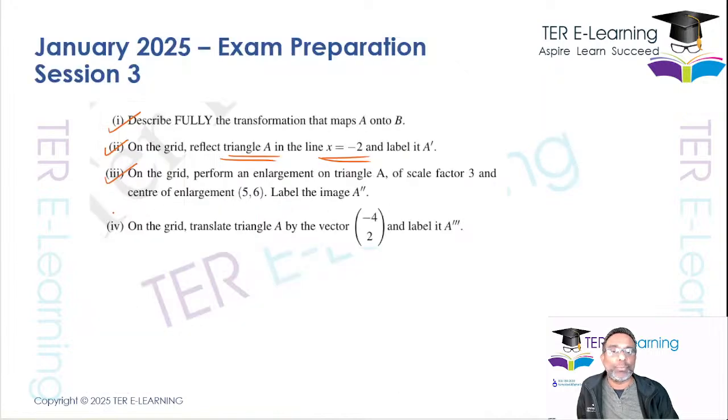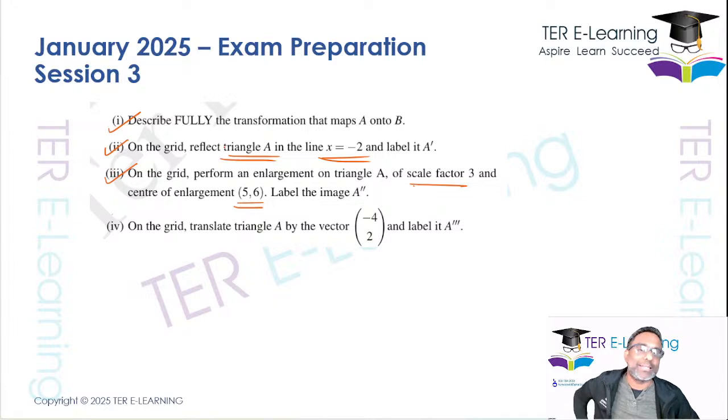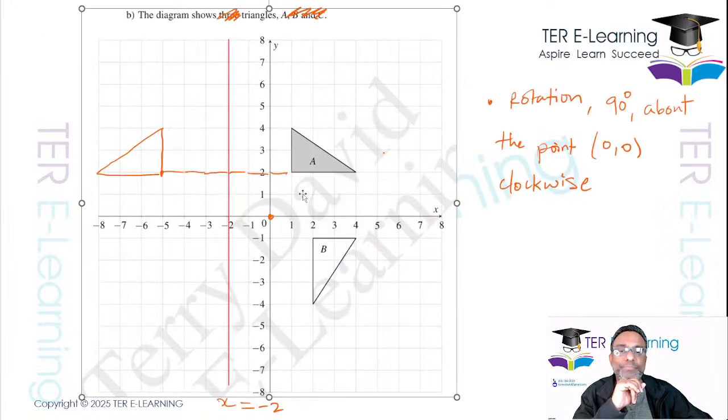The next part, we want to do an enlargement now. The scale factor is 3, and the center of enlargement is 5, 6. So we're looking at an enlargement with scale factor 3, and we're using the point 5, 6. So here's how I'm going to do this. Hold on, let me copy this across.